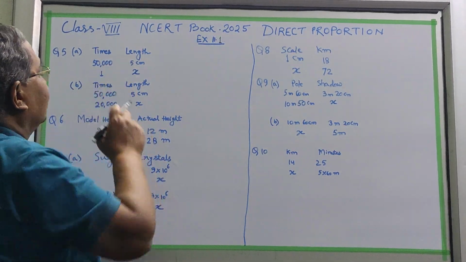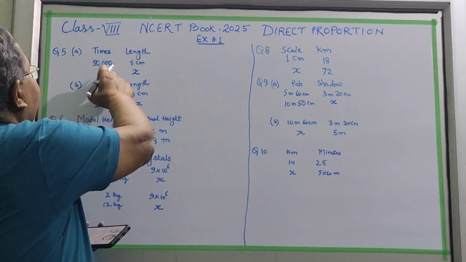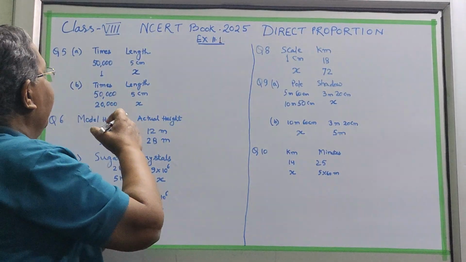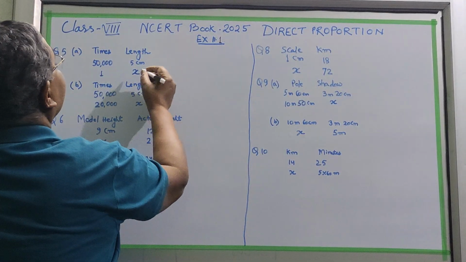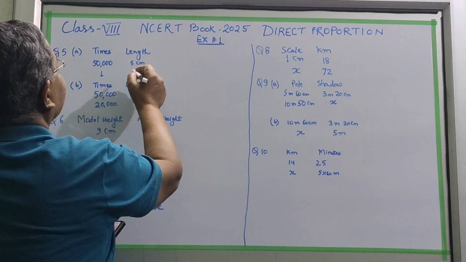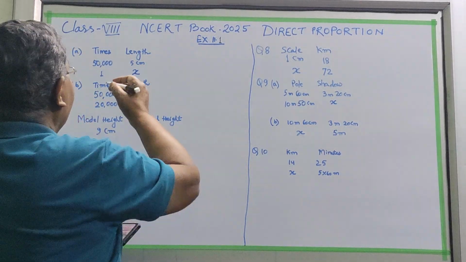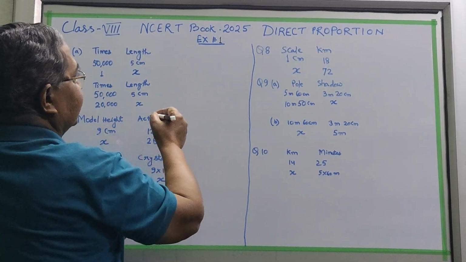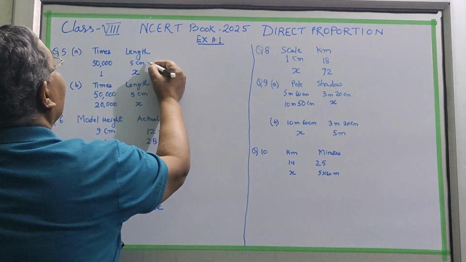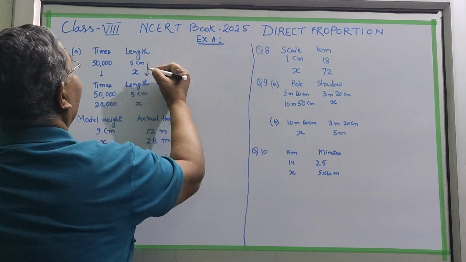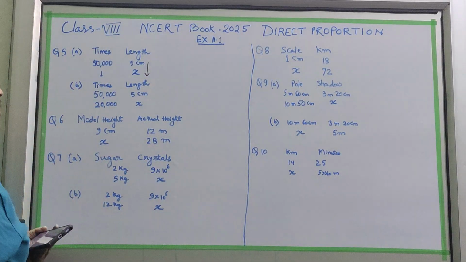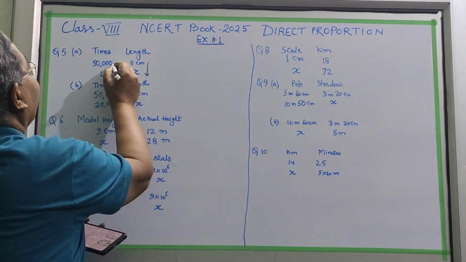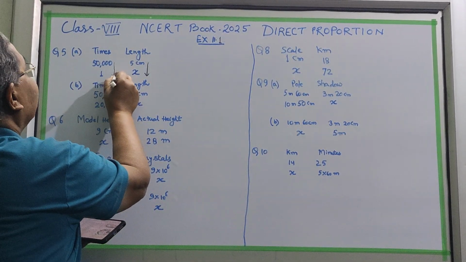For knowing the actual length of the bacteria, we will take it as 1 times, because nothing has been increased, so it is 1. So here when the times are increasing, the length will also increase, and if times decrease, length will also decrease. It is a question of direct proportion. So it is always like this, where x is there, arrow will be there only. And if it is a question of direct proportion, our second arrow will also be in the same direction.